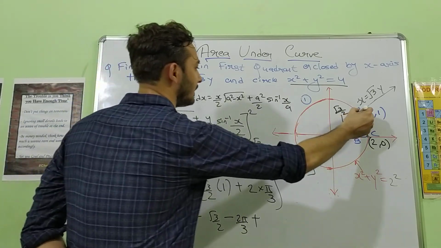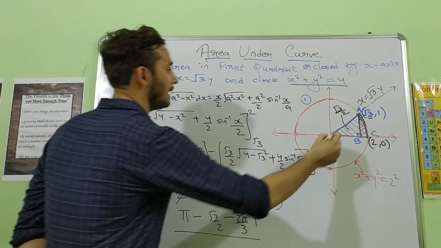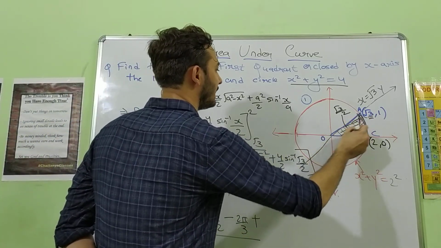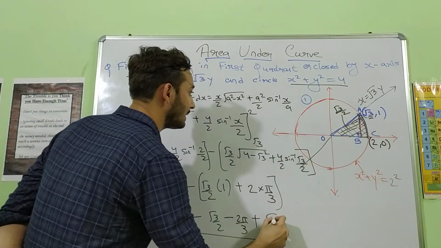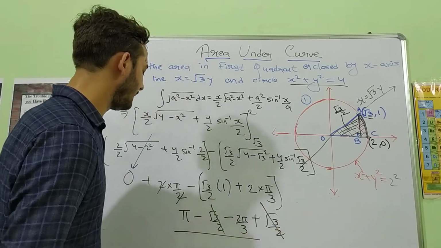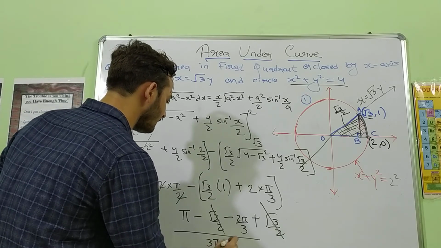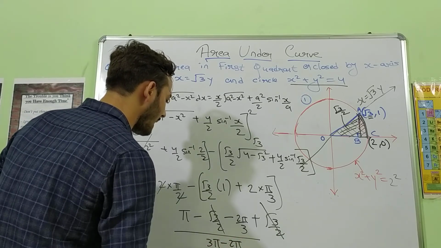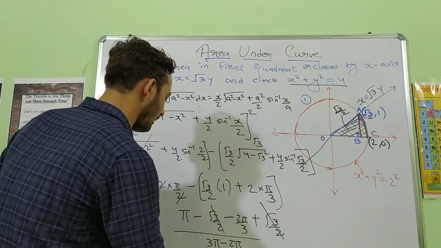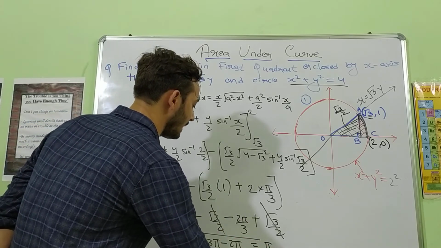So the total area is this area plus this area. So I get this entire area. This is root 3 by 2. Let's add this also. So root 3 by 2 plus and minus gets cancelled. Take the LCM: 3 pi minus 2 pi by 3. So this will be pi by 3, which is the required answer.